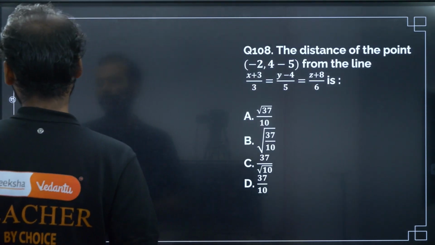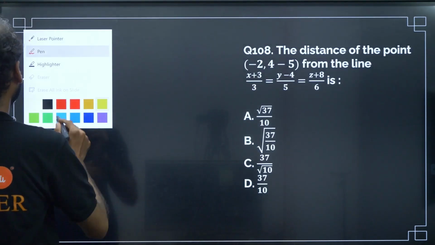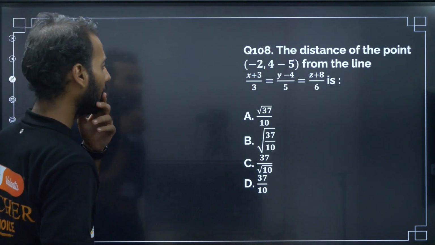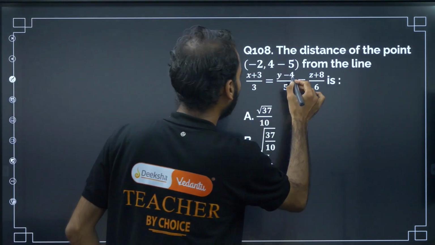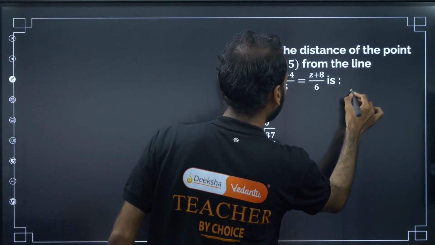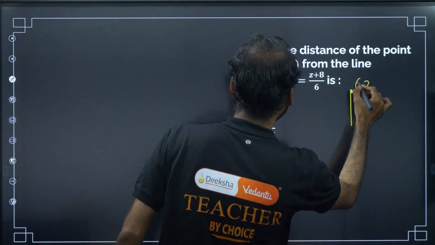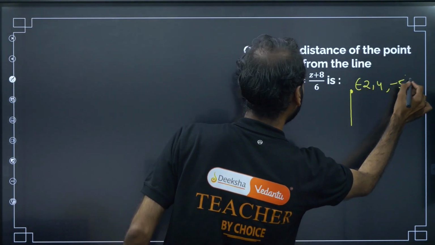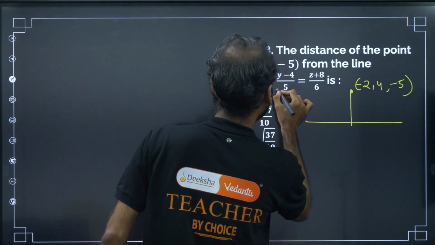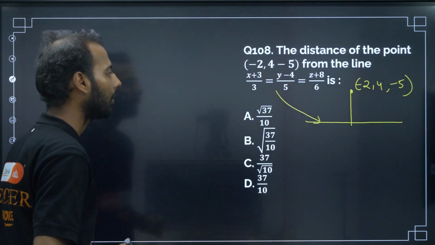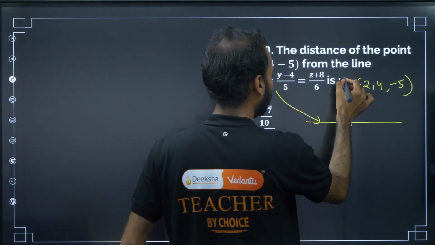Okay, fine, we'll start with this question. The distance of the point, they're talking about one point. Let me draw the diagram here. 2, minus 2, 4, minus 5. From the line, there is one line. This line they have represented it like this. Let me mark this point as A.